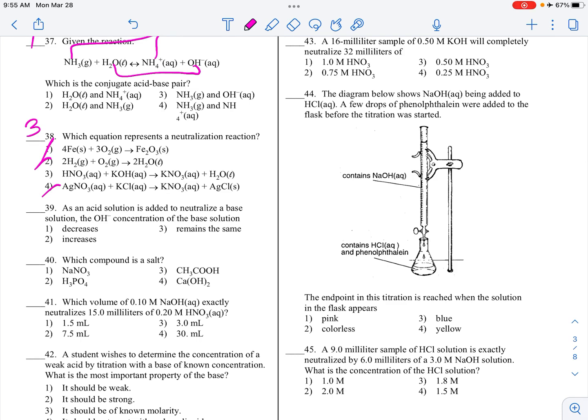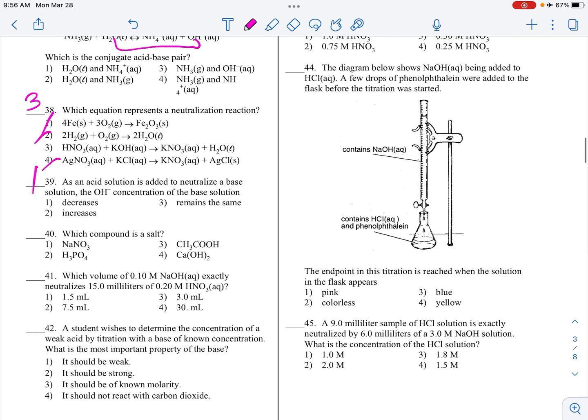As an acid solution is added to neutralize a base solution, the OH minus concentration of the base will go down. Because you have a lot of OH minus in a base, and you're adding acid, it will decrease. A salt is anything ionic, so nothing on table K or L. This is an acid, table K. This is an acid, table K. This is a base, table L. Number 1 is, we've got the charges.